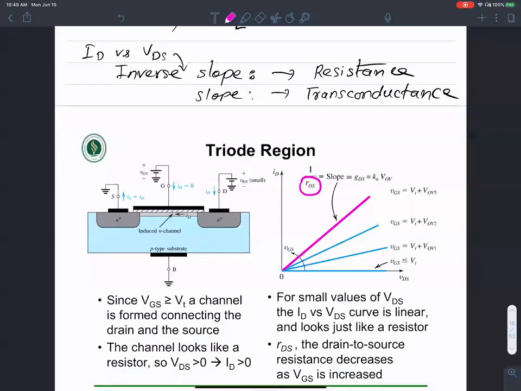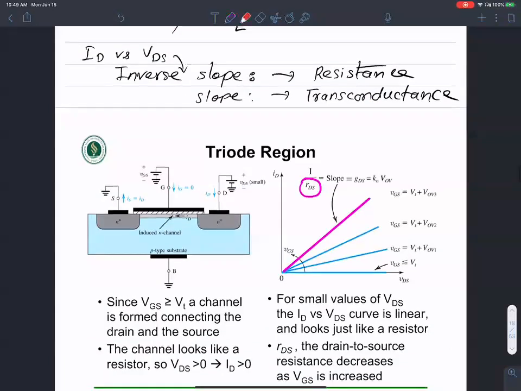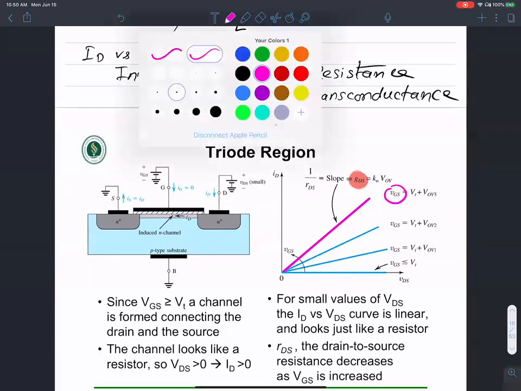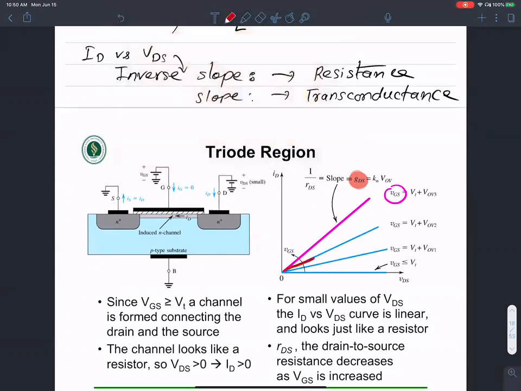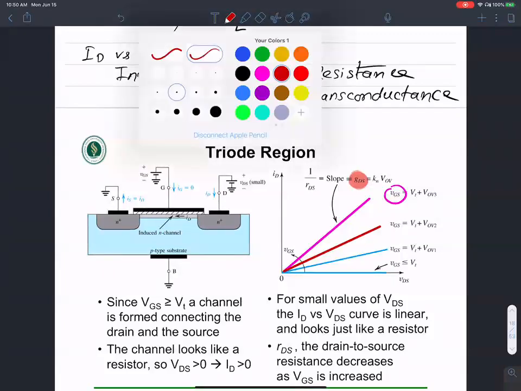Okay, that's exactly what is shown here. As the value of VGS increases, the GDS value goes higher and higher. Do you see what I'm saying? So as you keep increasing the VGS value, the GDS value goes up.